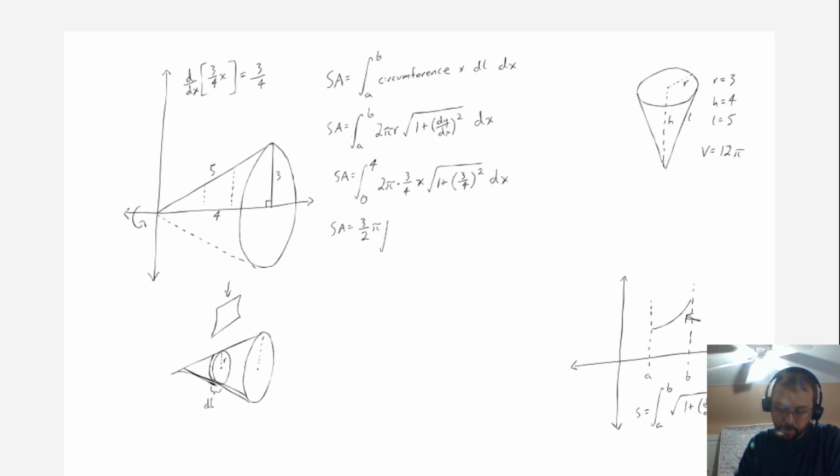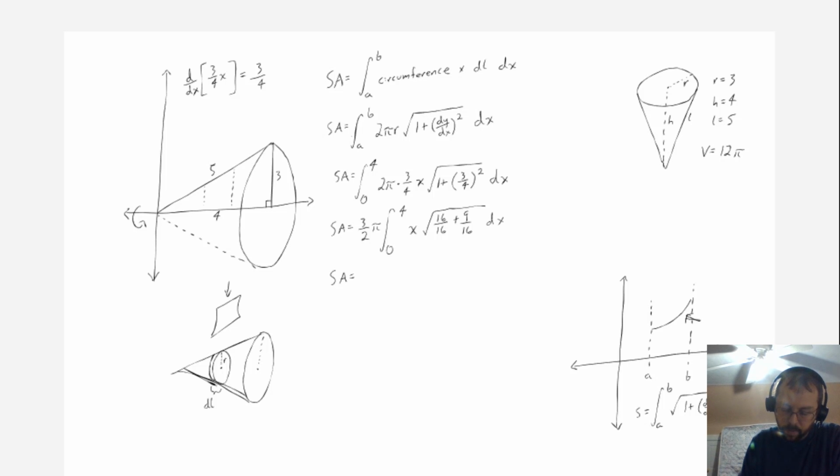The integral from 0 to 4 of x, and underneath our square root, we're going to end up with 9 over 16 after we square the fraction. So let's change this 1 to 16 over 16 plus 9 over 16 dx. 16 plus 9 is 25. So we can actually take the square root of that, and we can pull it on the outside because I'm running out of space here.